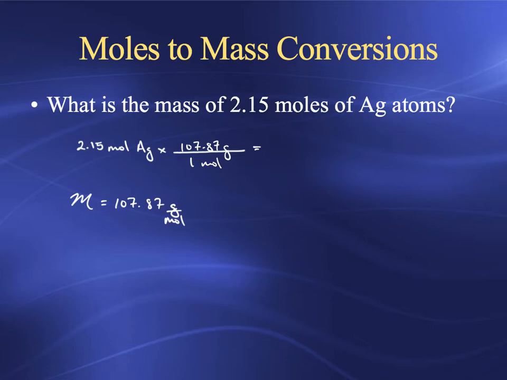Okay, is equal to, so we got 2.15 times 107.87. And we only need 3 significant figures here. This one's got 5, this one has 3. So my answer here is 232 grams of silver. Okay, that is the answer to that problem. We only need 3 significant figures.